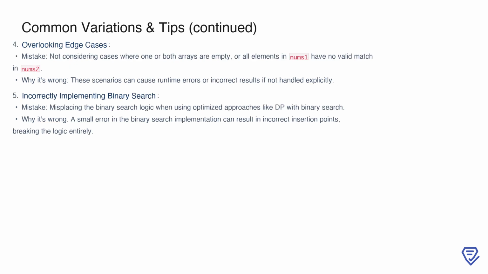Another important consideration is handling edge cases. For example, what happens if one or both arrays are empty? Or if all elements in nums1 have no valid matches in nums2? These situations can lead to runtime errors or incorrect outputs if not addressed explicitly in your code.